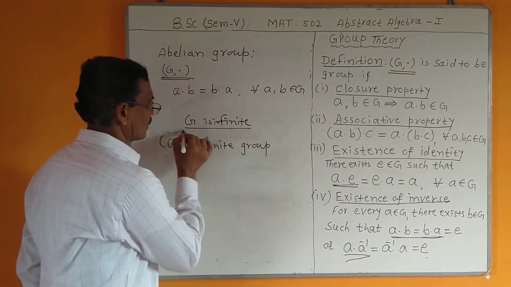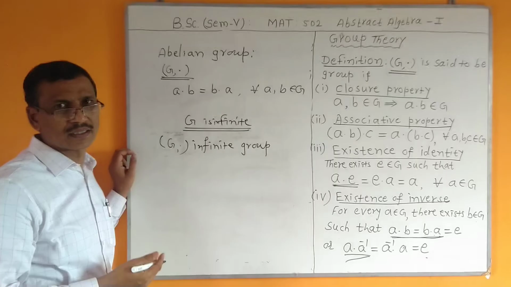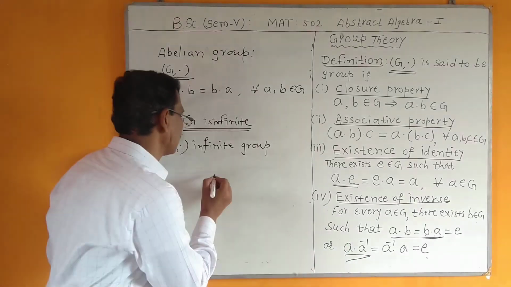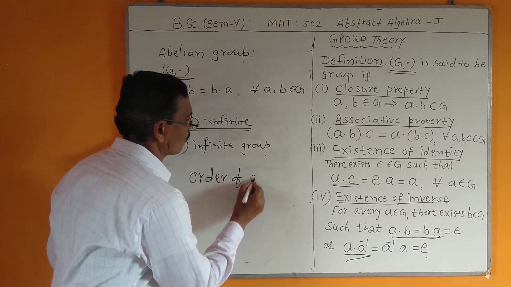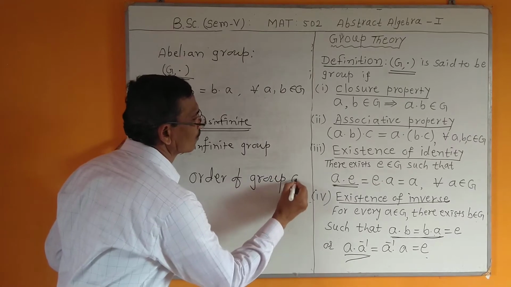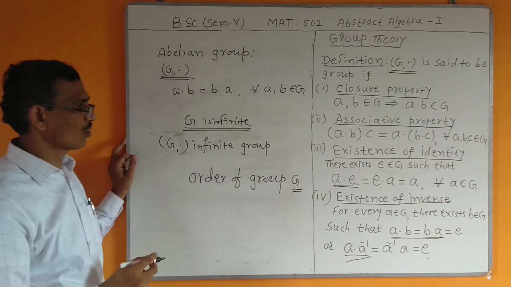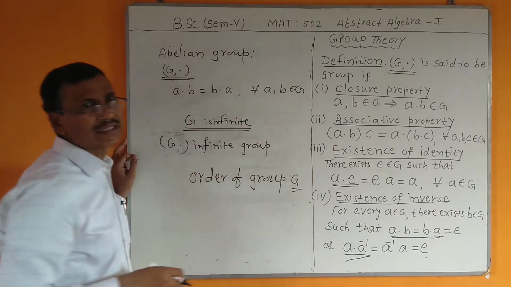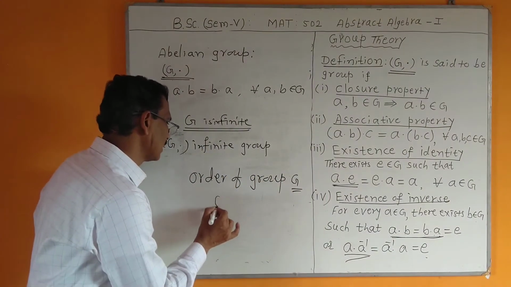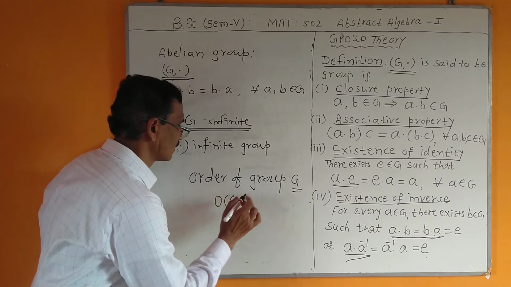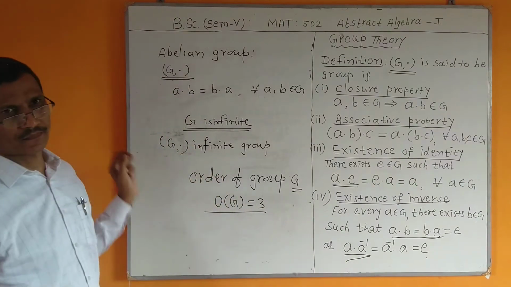The next definition: order of the group. If G is a finite group, then we can count the number of elements. The number of elements in the set G is called the order of group G. What is the order of group G? The number of elements in the set G is called the order of group G. That means if G has 3 elements, the order of the group G is 3, and the order of group G is denoted by O(G). If G has 3 elements, O(G) is 3.